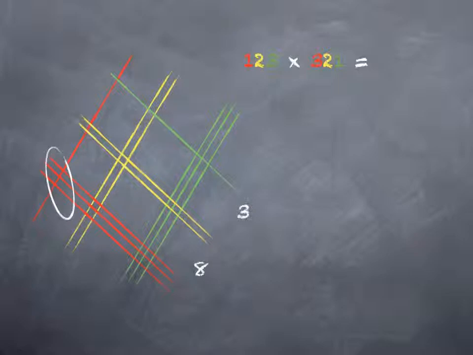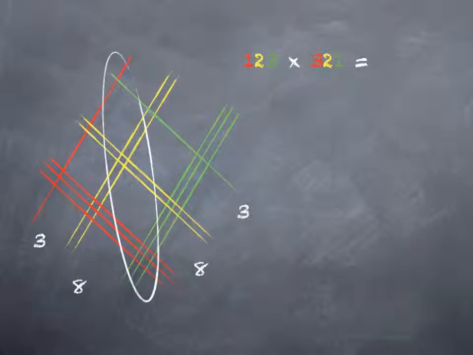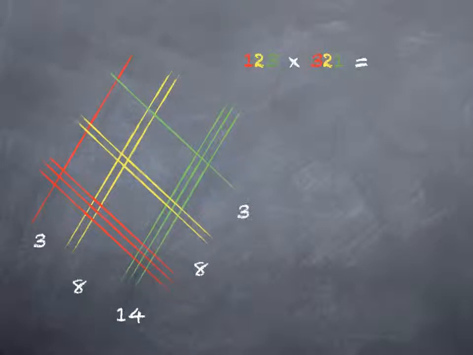On the left, I get 3 intersections, but that's hundreds and hundreds, which gives me 10,000s. So 3 goes in the 10,000s place. Now I have red and yellow, so that's hundreds and tens, which is going to give me thousands. If you count them up, there are 8 of those. And in the middle, I either have red intersecting green, which is ones and hundreds, or I have yellow intersecting yellow, which is tens and tens. Either way, that's the hundreds place. And if you count them up, you wind up with 14 hundreds. Now, just like in regular multiplication, that's a problem. I can't have 14 in the hundreds place, so that really is 1,400.